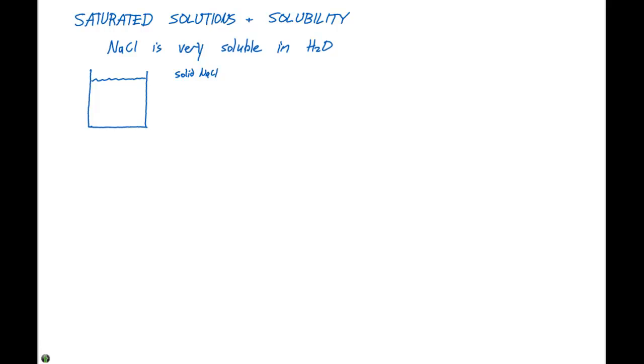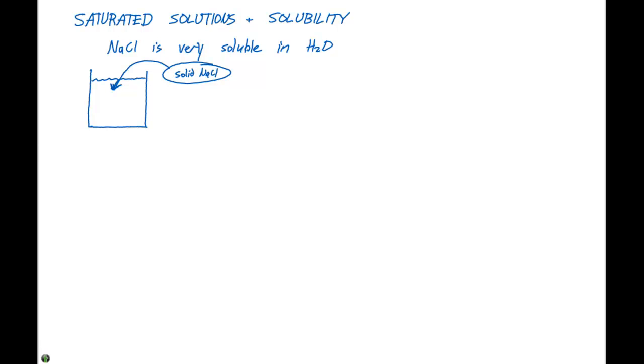Now let's continue our discussion by analyzing saturated solutions and solubility. In the previous video we talked about sodium chloride, and we can say that sodium chloride is very soluble in water. So if we took a sample of solid sodium chloride and dumped it into water, we dump a little bit in there and it dissolves. And we keep dumping more and more and more, and eventually this solution becomes saturated.